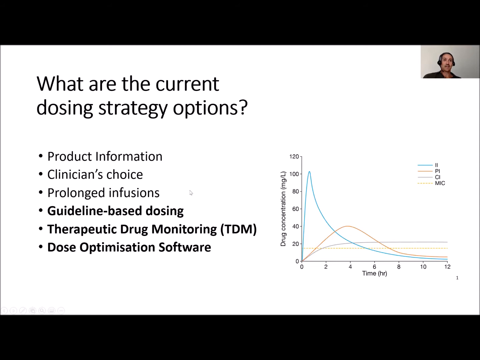As Jason touched on, prolonged infusions is definitely, for the right antibiotic where we're targeting time above MIC, absolutely a great approach, and that can be incorporated into the following three approaches, which I will discuss in a little more detail. Firstly, will be guideline-based dosing. Secondly, therapeutic drug monitoring. And then dose optimization, so therapeutic drug monitoring, but incorporating Bayesian modeling to optimize that further.